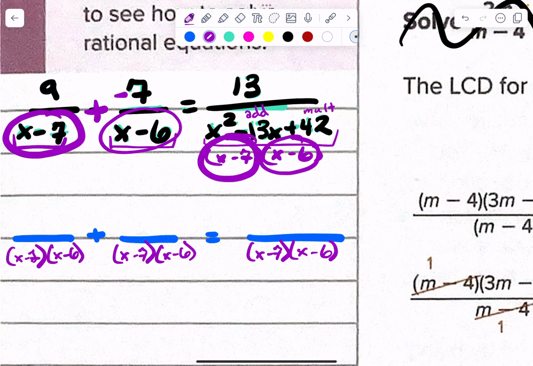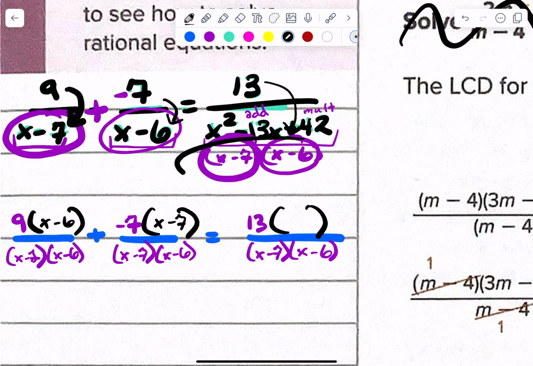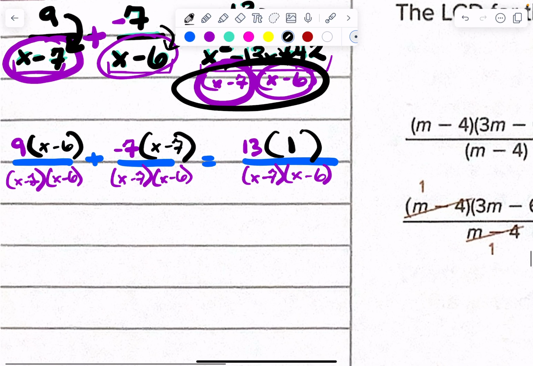Okay, so then I'm going to write my tops. So 9, negative 7, and 13. And then I'm just going to multiply by what they're missing. Okay, so what do they need? This 9 has an x minus 7, but he's missing the x minus 6. This 7 has an x minus 6, but he's missing the x minus 7. And 13, he has both of the pieces, right? So what do we multiply by? You don't have to multiply by anything, or you can just put a 1 there. And that's what we're going to multiply him by. Okay, favorite part, cancel the bottoms because they're all the same.